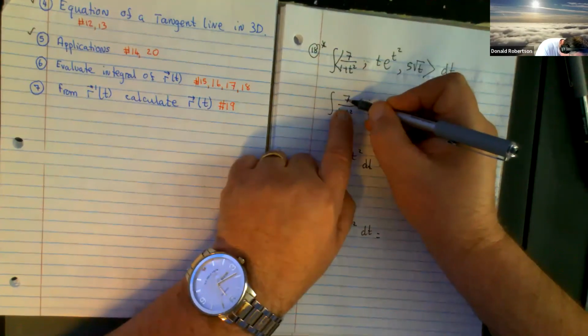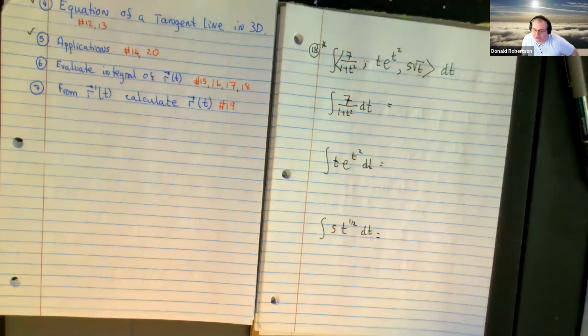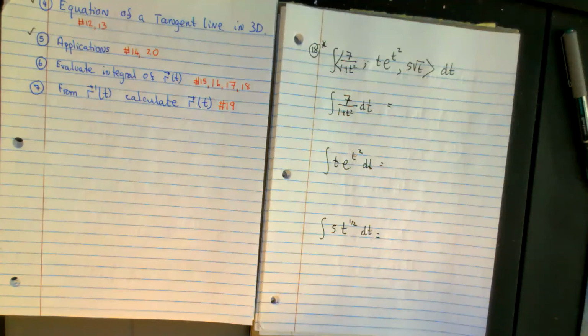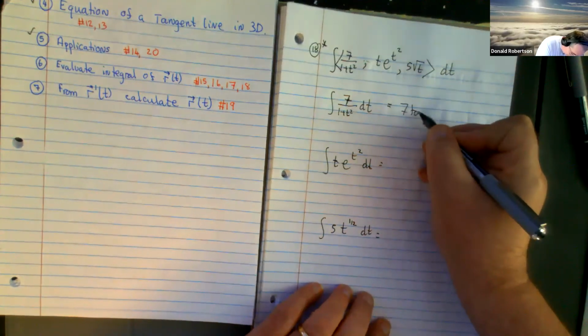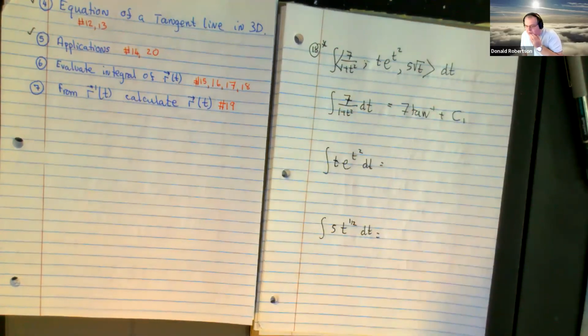First one, the antiderivative of 7 over 1 plus t squared. Well, you really just need to know what 1 over 1 plus t squared is and times it by 7. So what's the antiderivative of 1 over 1 plus t squared? That would be the inverse of tangent. I see nods. Would you agree? Inverse tan. Okay, so 7 inverse tans plus this constant, which I'll call C1.